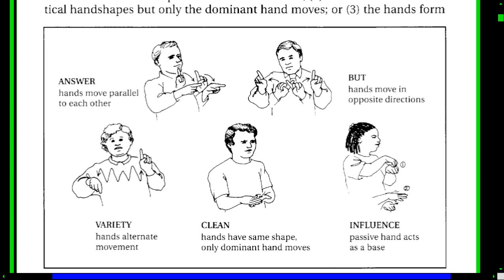In the third picture on the left bottom of this page, we can see the variety and alternative movement. What is the meaning of variety? I really don't know. Hands alternate movement. This is like moving one hand in one direction and the other hand pointing to the ground, and the other doing the opposite. Clean: hands have the same shape, only the dominant hand moves. And this is the indication of cleanliness. It's like washing your hand, but only with your fingers.